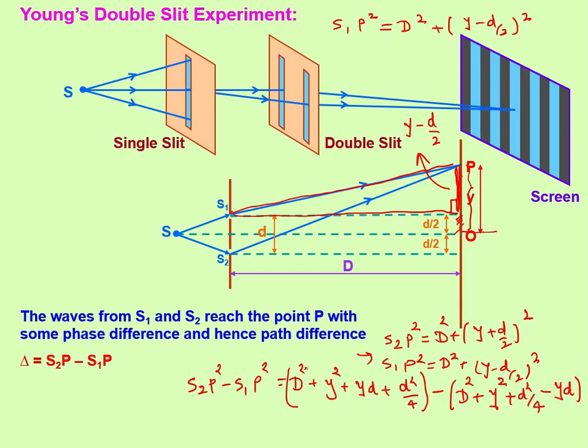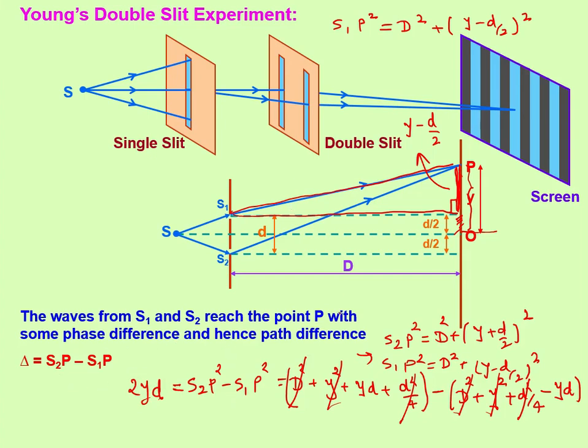So when we subtract these, what we see is that D square minus D square cancels. Y square minus y square cancels. D square by 4 minus d square by 4 cancels. What we get is yd minus minus yd. So that means S2P square minus S1P square is 2yd. Correct? Yd minus minus yd. Clear? So this is important.